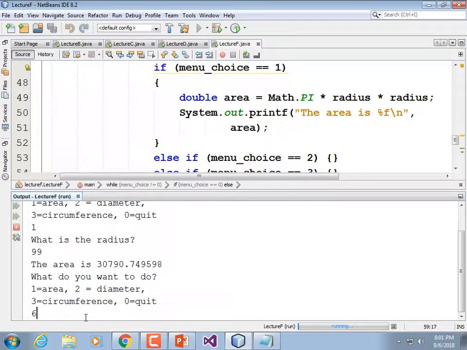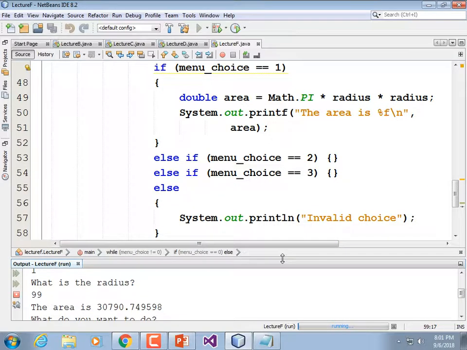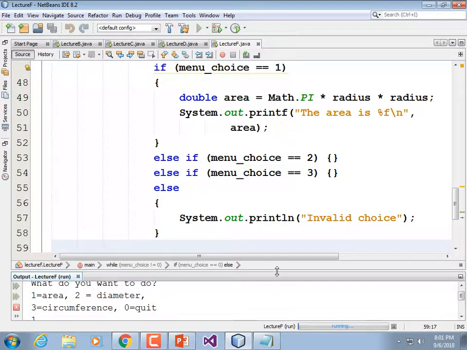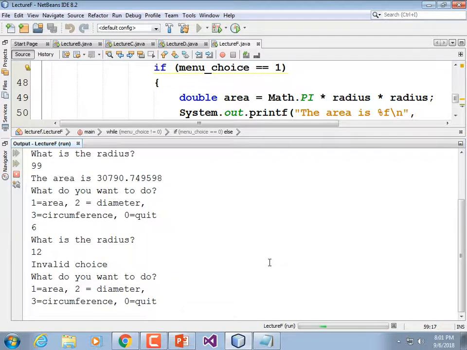I'm going to type in something invalid. Six. It should tell me that. Did it not? Did I forget to handle that option? Well, what do you know? It's at the end of the statement, isn't it? The last else. Well, go to the bottom. Oh, yeah, I get it. Right. It's asking for the radius before it rules out that it's a bad decision.